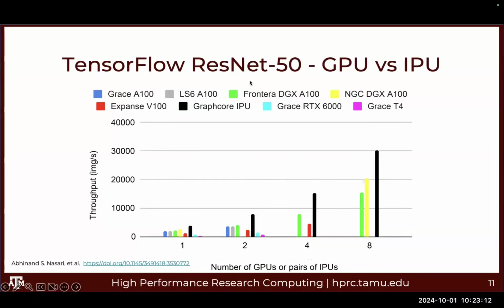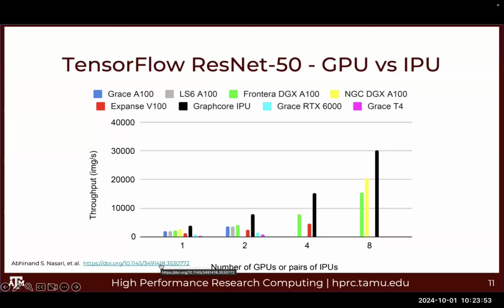Next is the TensorFlow ResNet-50, and it's also pretty similar results. Besides the computer vision model, we also benchmarked the BERT large models and other models in our paper. If you have the link to my slide, you can click on this DOI link, and then you can find our paper, and you can find out what models we used for benchmarking.